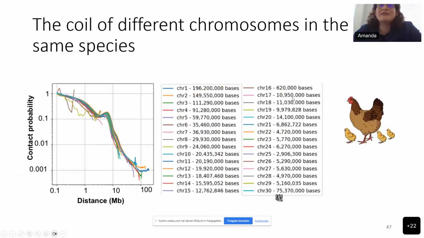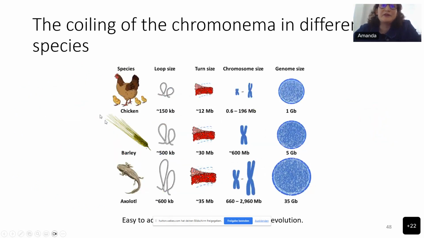And again, with chicken, if you're not tired of chicken yet, we can see here that regardless of the size of the chromosome, it's always a turn in the same position, but smaller chromosomes don't even come to coil. And so, just comparing in this chromonema coiling mechanism that we speculate, it would be proportional to the genome size. So bigger genomes form bigger chromosomes with bigger turns. They are inside bigger loops.